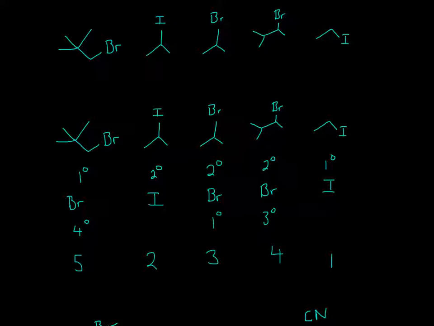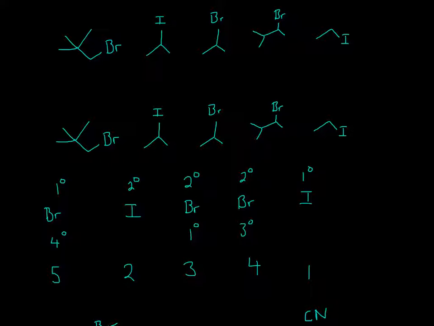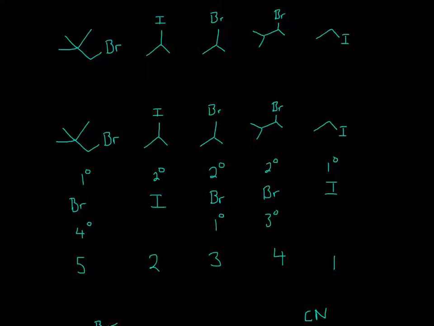Next thing we do is look at what type of leaving group it is. So for this, it's bromine, iodine, bromine, bromine, iodine. Now leaving group ability increases as you go down the group. So what that means is that bromine is a better leaving group than chlorine, iodine is a better leaving group than bromine. So it just increases as you go down the group. So that means that iodine will be a better leaving group than bromine. So we write all of our leaving groups: bromine, iodine, bromine, bromine, iodine.